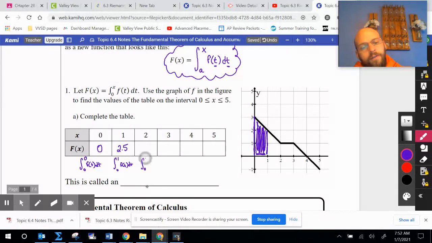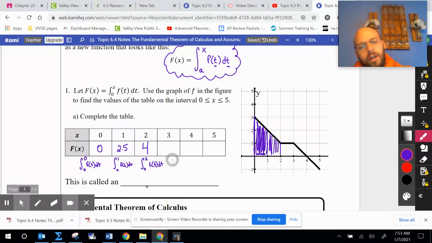Now I want the area from 0 to 2. Notice I just keep changing the x value, of f of t dt. The area from 0 to 2 will now be this whole section. Again, I have another trapezoid. So 3 plus 1 is 4, divided by 2 is 2, times the width of it, which is 2. So I'm going to get an area of 4.